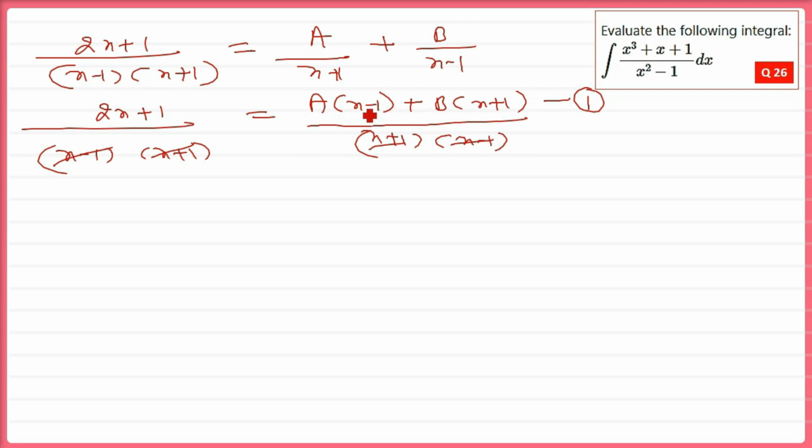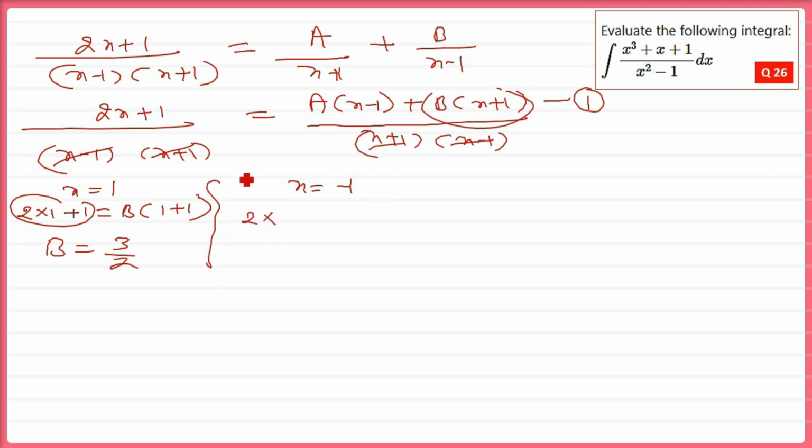Now in order to get a, x should be negative 1 because the second term on the right will disappear. And in order to get b, you need x equals 1 because the a term will disappear. So let's take x equals 1 on both sides. So 2 into 1 plus 1 will be equal to b into 1 plus 1. So this will be 3 on the left and 2b on the right. So b becomes 3 by 2. Similarly, when we place x as negative 1, we will get 2 into negative 1 plus 1 on the left, which is negative 2 plus 1, that is negative 1. And on the right, it will be a into negative 2. So a has become 1 by 2.